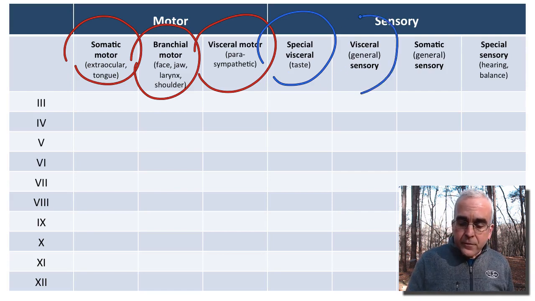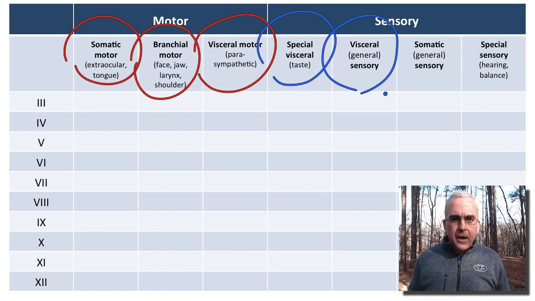There's a more general visceral sensation that comes from some cells that are associated with the carotid body as well as the aortic arch. And depending upon how we want to think about that, we can also consider the mucous lining of the oral pharynx as part of this general visceral sensation.